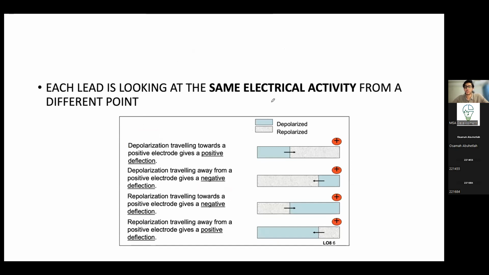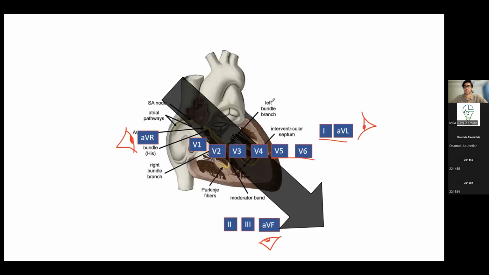Let's elaborate on that. Each lead is looking at the same electrical activity from a different point. It's the same kid with the same bicycle, but we have different points from which we're observing it. So it's the same heart. Everyone has one heart, which has the same depolarization and repolarization happening every cardiac cycle. All we're doing with an ECG is looking at the same electrical activity from different perspectives, different vantage points, different observation points.